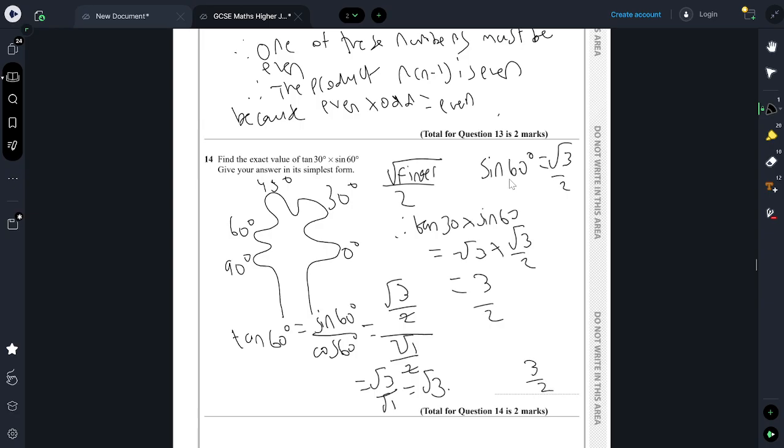See, the method's not bad at all. Once you know the values, I think it is a good idea to just try and learn this trick. It should be fairly easy to remember. Some people obviously remember it with triangles.